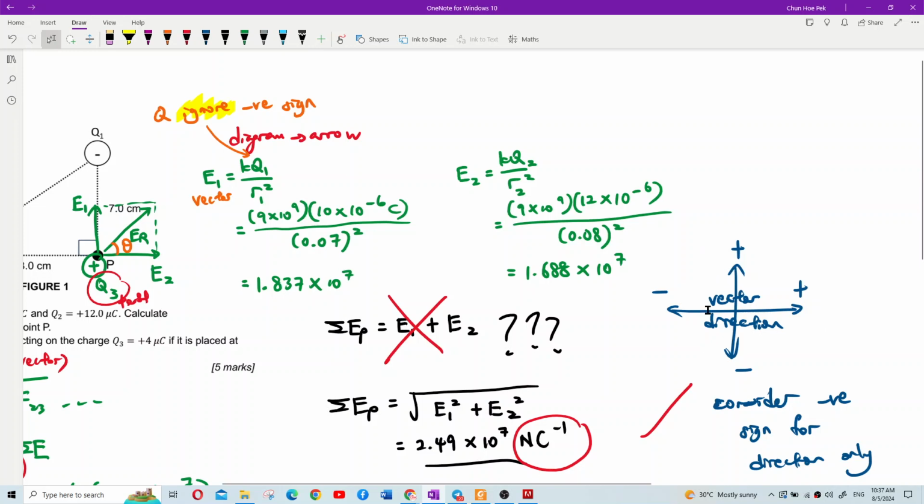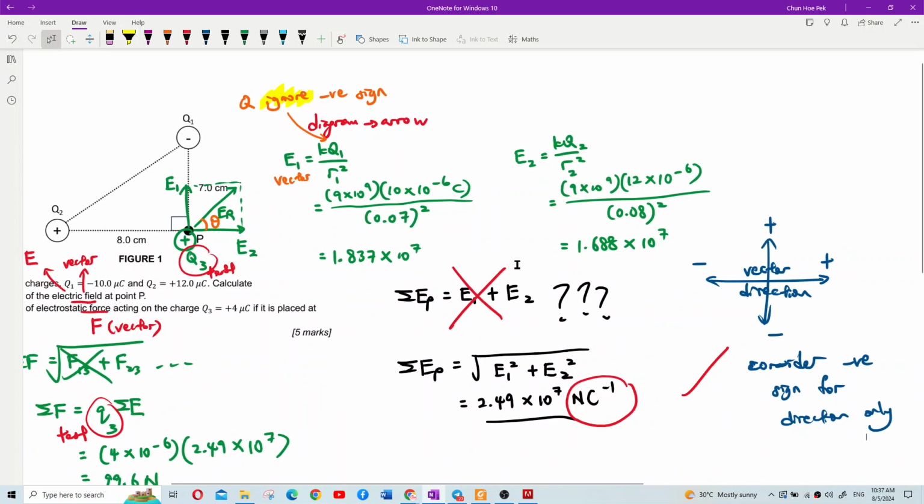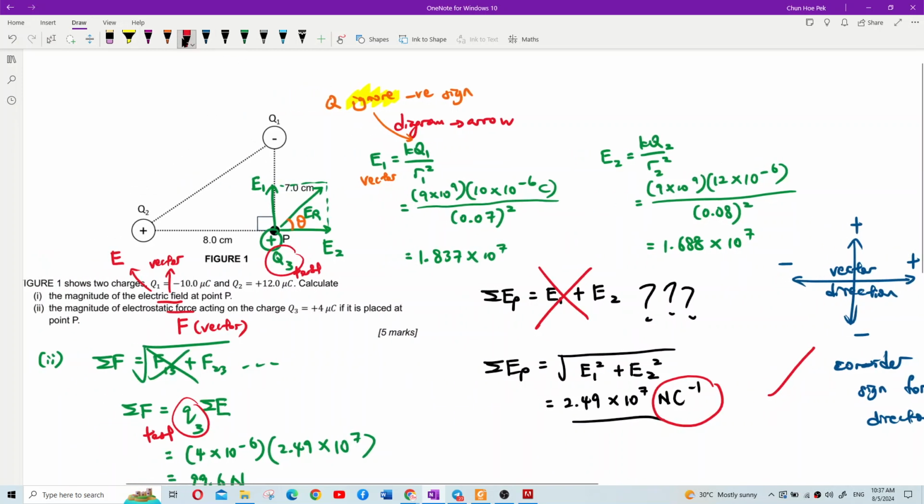I taught you this before. Go back to chapter 1, look at my video for chapter 1. I taught this before already. You only consider the negative sign for direction only. The thing is, in this one the direction is going to the right, positive, and going upwards, positive. So no negative value is involved.